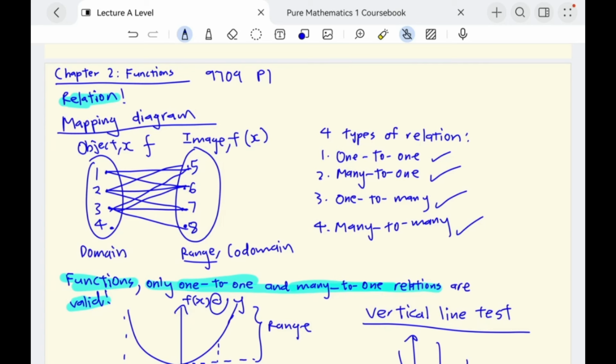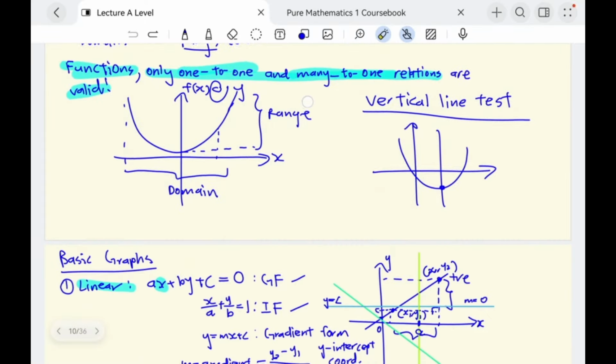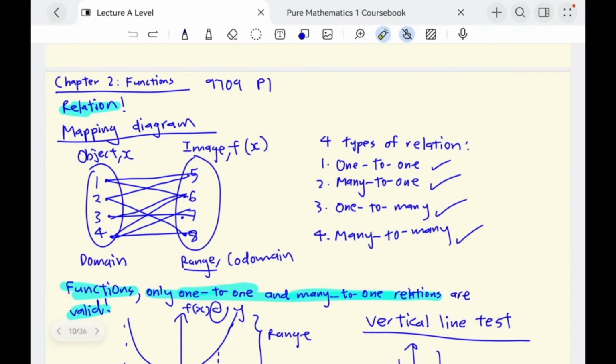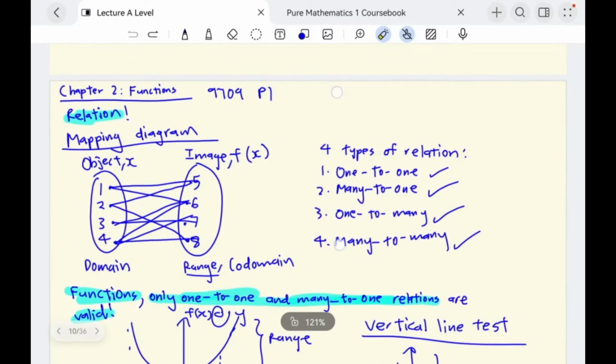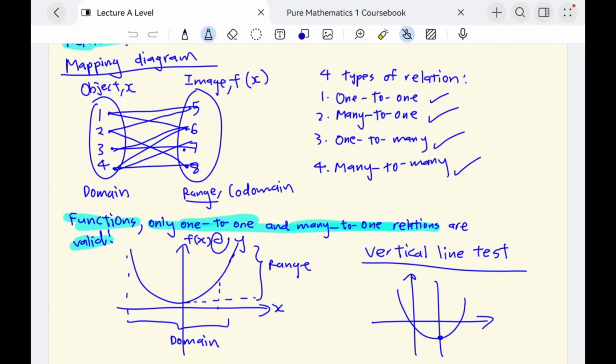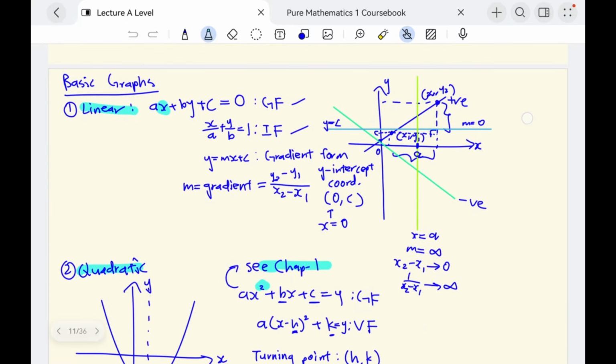But in our A-level syllabus, functions do not recognize many-to-many, because many-to-many relations are not valid for defining a function. I'm going to undo back to the original one. So if you have no questions about the relationships, let's move on to the next subtopic, basic graphs or basic functions.